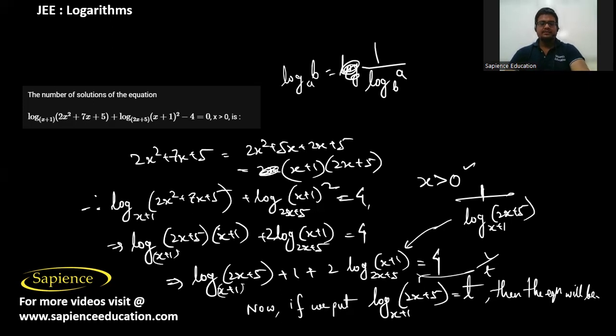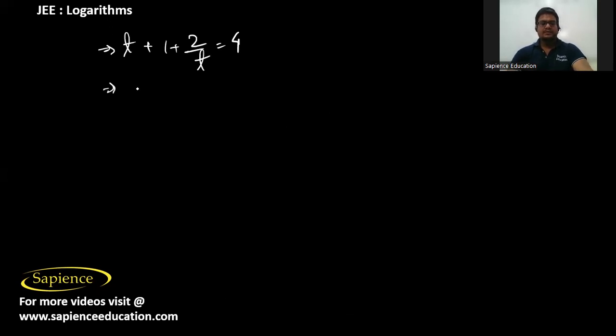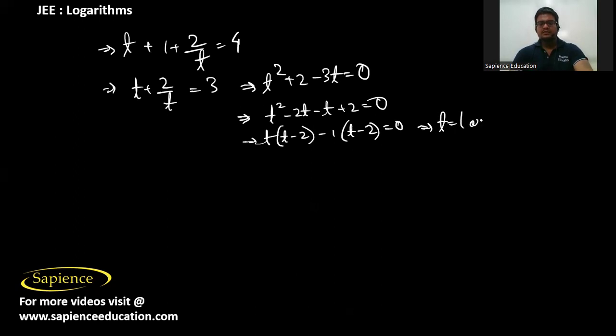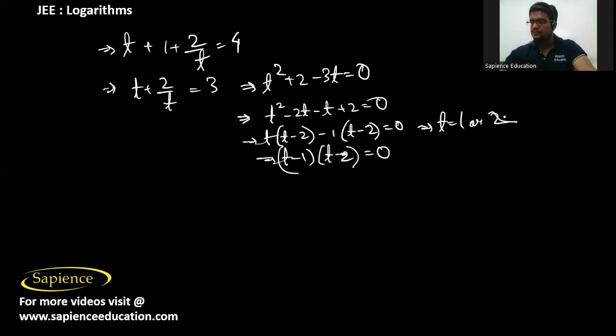And here, as we can see, we got t plus 2 by t, that should be equal to 3. So then we can say t square plus 2 minus 3t is equal to 0. So it means that t square minus 2t minus t plus 2 should be equal to 0. So this means t into t minus 2 minus 1 into t minus 2 is equal to 0. So t minus 1 into t minus 2 is equal to 0. It means t can be 1 or 2.